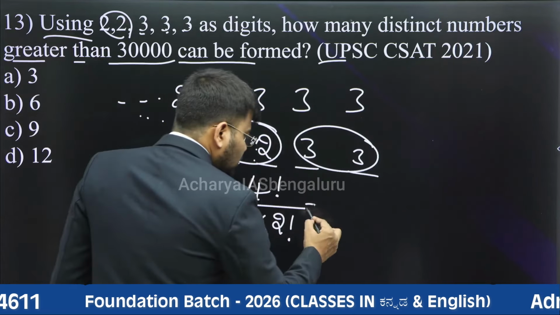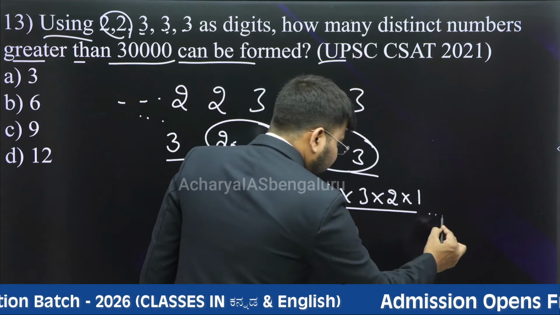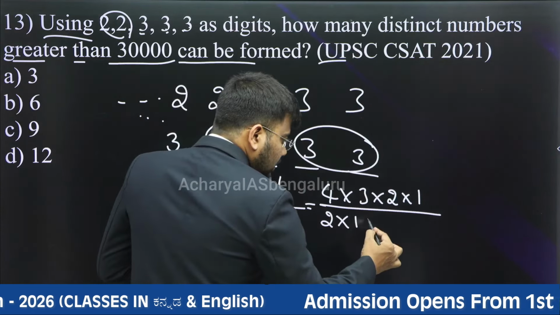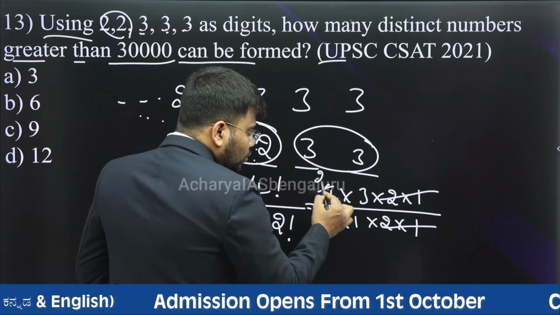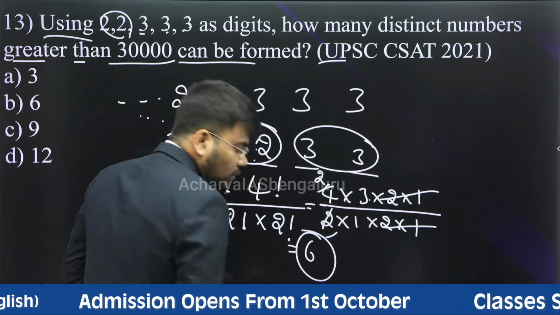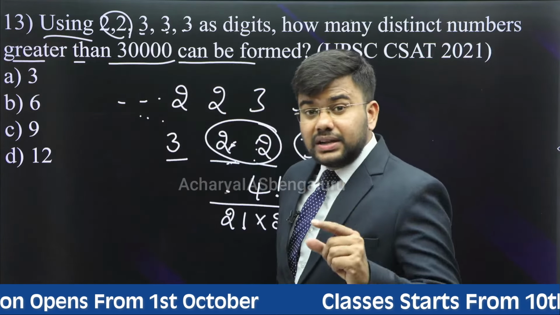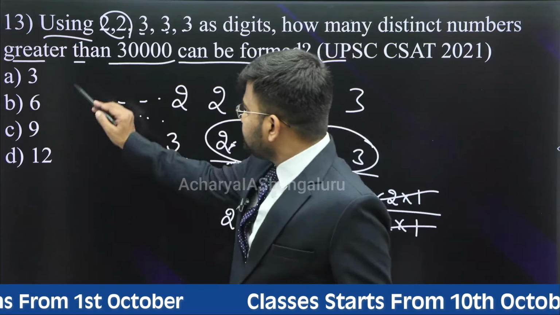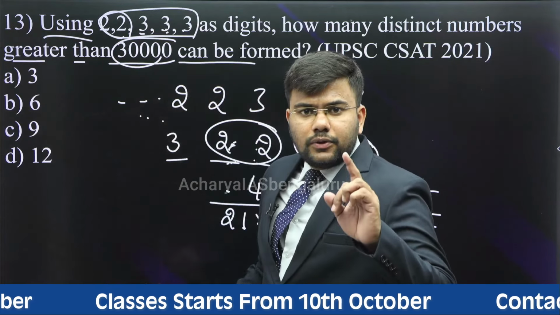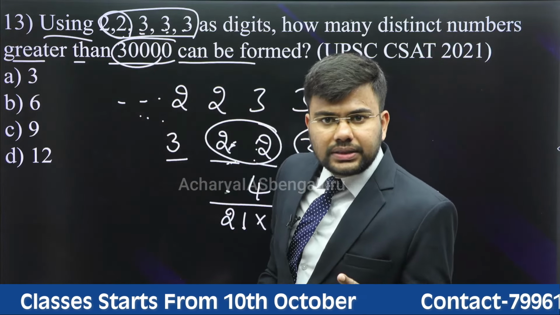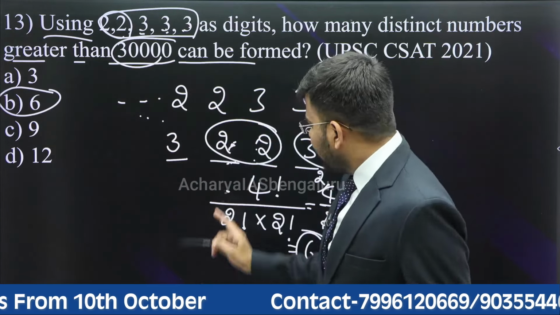So, we shall solve this. 4 factorial is 4 into 3 into 2 into 1 divided by 2 factorial is 2 into 1 into 2 into 1. 2 cancels. 2 1s are 2, 2 2s are 4, 3 2s are 6. So, what would be the answer? 6 different ways. 6 different numbers. That is, using these digits 2, 2, 3, 3, 3, forming the numbers that is greater than 30,000, how many different numbers I can form? 6 numbers I can form. I hope you have got the answer.